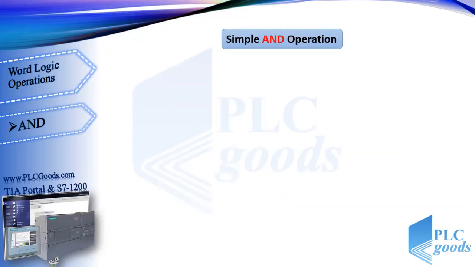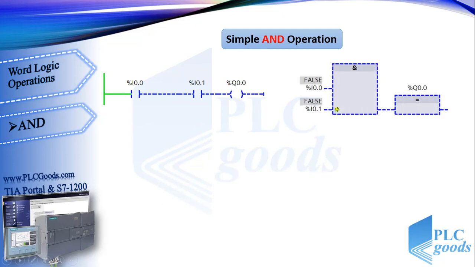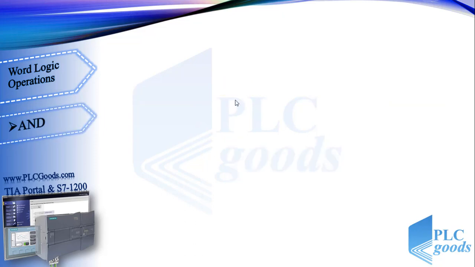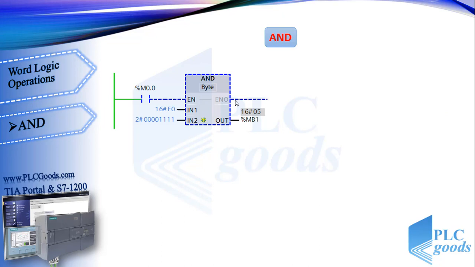Let's review the simple AND operation. In ladder language, we can have AND logic with series contacts. On the right side, we can see AND logic operation in FBD language. For this logic, we know the output is true if both the inputs are true. Here we can have AND logic for 8, 16, or 32 bits at the same time.